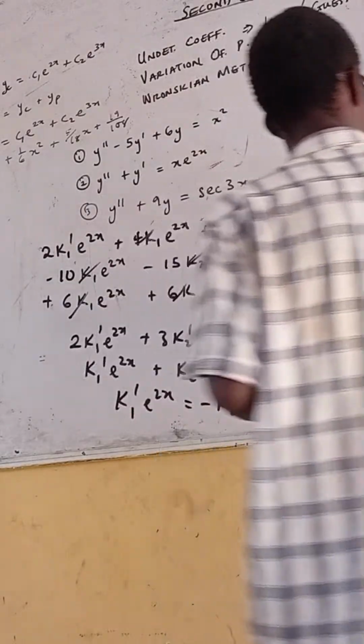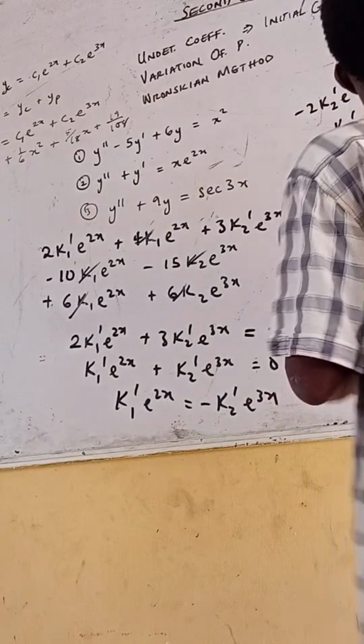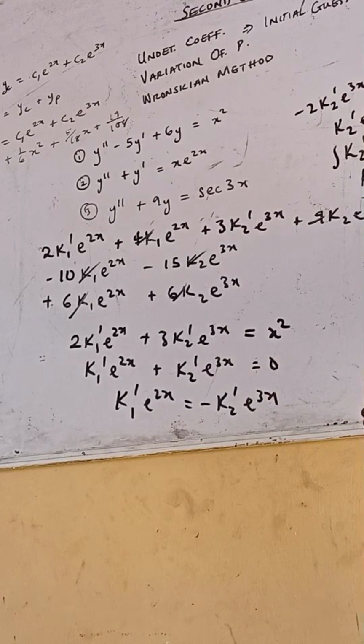Equals uv. What's my u? x squared, abi? What's my v? e raised to power minus 3x over minus 3, minus integral of v du. What's v? 1 over 3. Minus is there, so I can bring it out. Integral of v, e minus 3x du. du is 2x. 2 can come out, x can come out, dx.